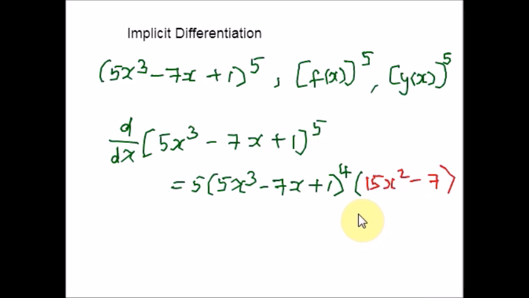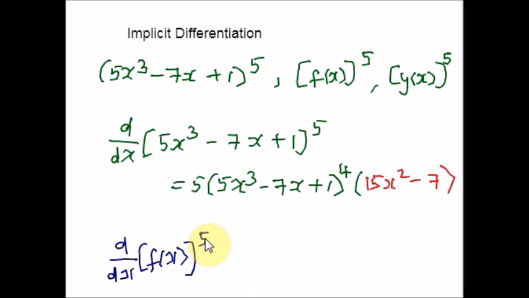Hope you are clear till this step. We differentiated the outside function, the exponent of 5, and then we multiplied that by the derivative of the inside function, I mean the stuff inside the parenthesis. For the second function, we are going to do basically the same thing. We are going to need the chain rule. The outside function is still the exponent of 5, while the inside function this time is simply f of x.